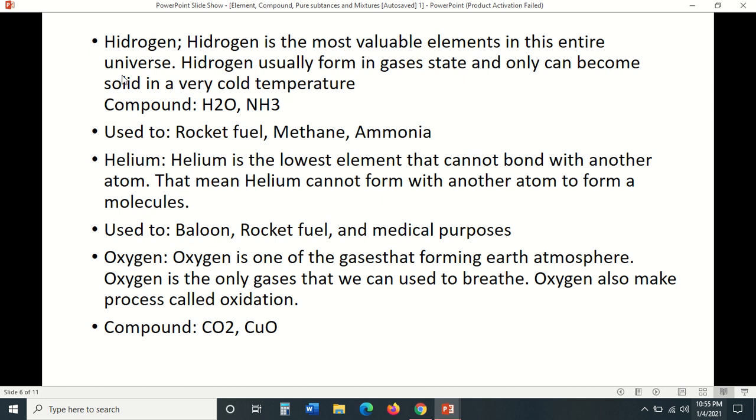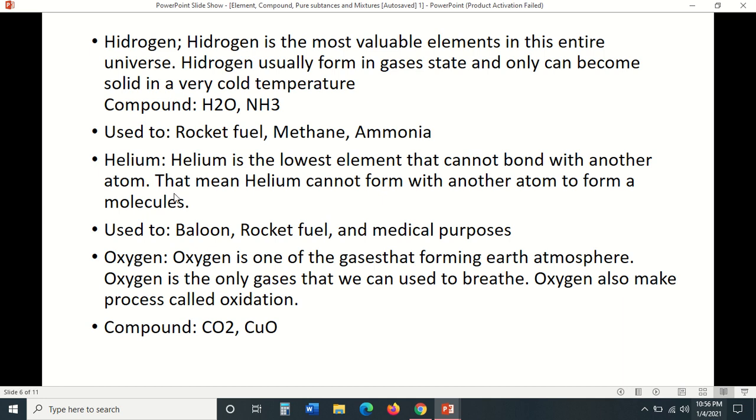And then hydrogen also forms together with oxygen to make water, and NH3 to form ammonia. Hydrogen also becomes a rocket fuel because hydrogen is flammable, and this means hydrogen can be the fuel that makes the rocket fly. They also make methane and ammonia. These compounds are very important in industrial jobs.